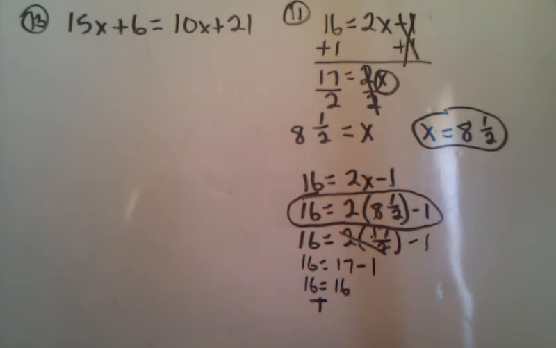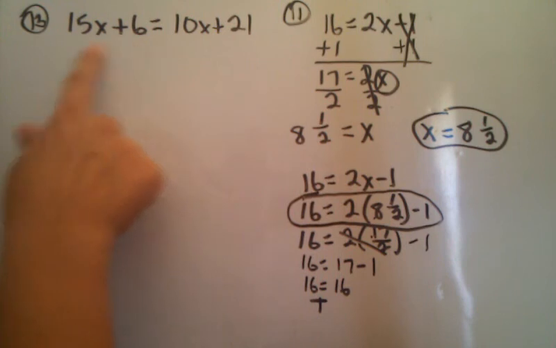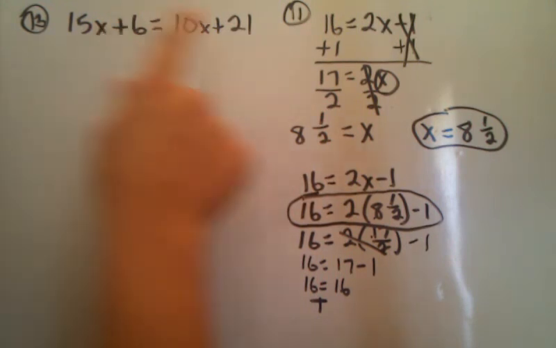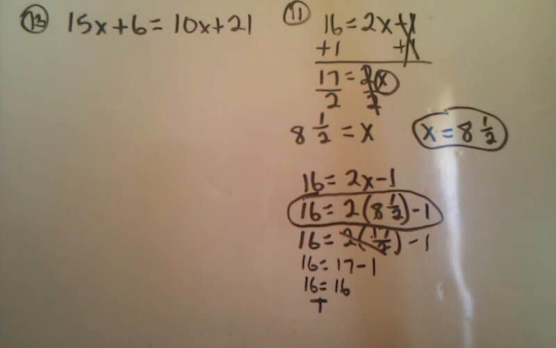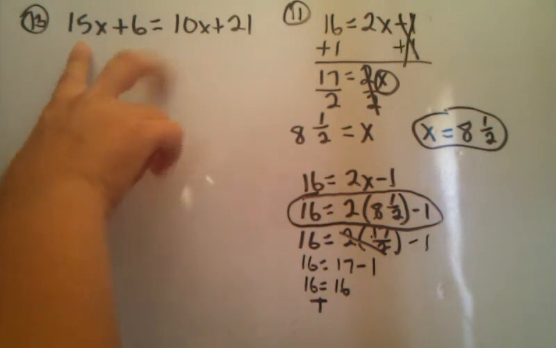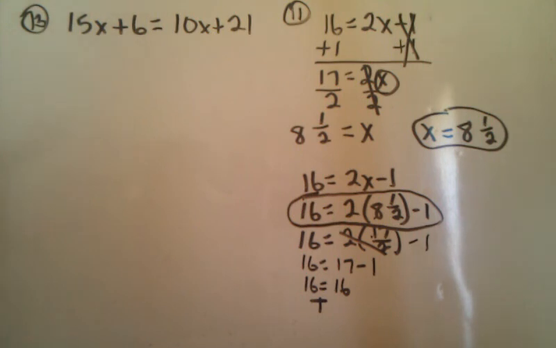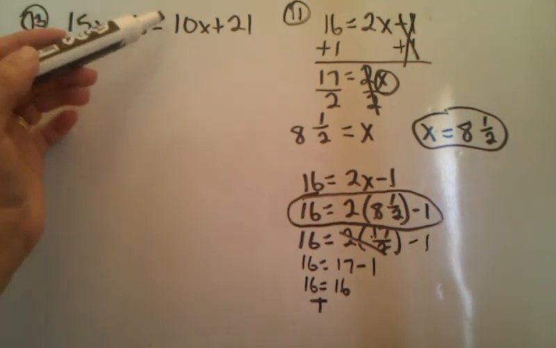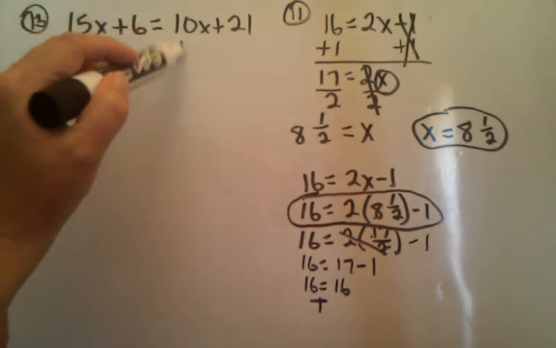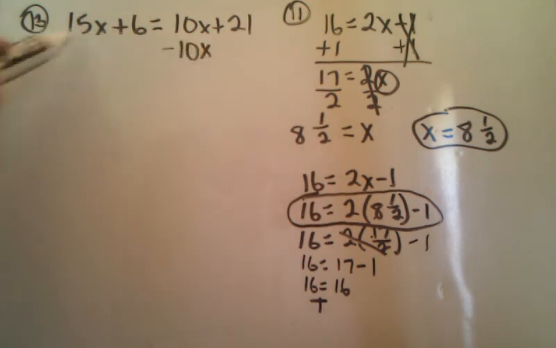Alright, let's look at it. These aren't like terms, so I can't combine them. And these aren't like terms, so I can't combine them. So it looks like I'm going to have to move one of them to the other side. I'm going to look at my x's. 15 is larger than 10, so I'm going to move the smaller one. I'm going to move 10. There's no sign here, so it's plus. So the opposite of plus is minus. So I have to subtract 10x from both sides.